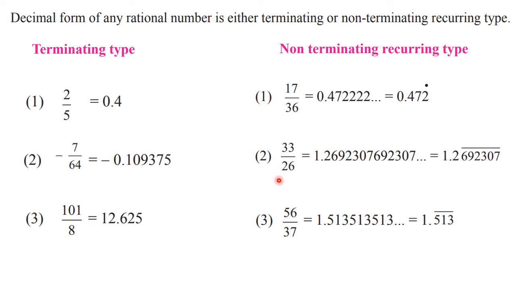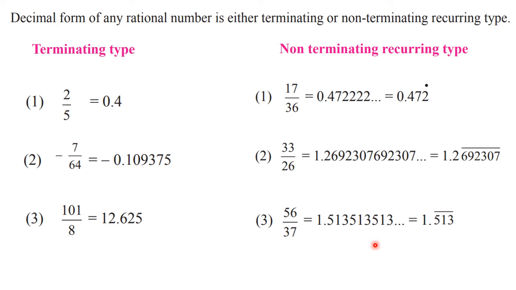Similarly here, 13 is a prime number. So the factors are different from, or other than, 2 or 5. That is why again it is non-terminating recurring type. Similarly 37 also is a prime number. So here the factors are not 2 and 5. That is why this one also is non-terminating recurring type. So simply by observing we can tell whether it is terminating or non-terminating recurring.